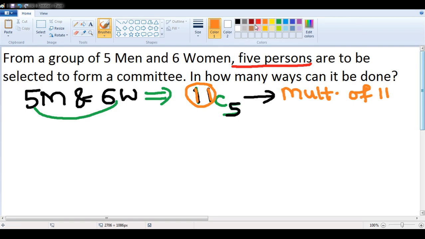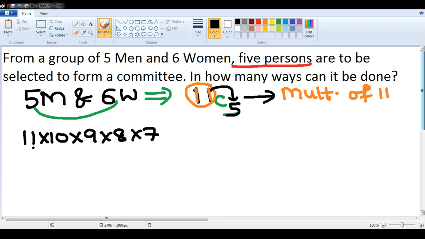Suppose you want to solve it, now see here, 11 minus 5 is 6. So don't write 6. From 11 start writing till 7. Don't write 6. 11 into 10 into 9 into 8 into 7. That 6 factorial will cancel. The denominator is 5 factorial, which is 5 into 4 into 3 into 2.